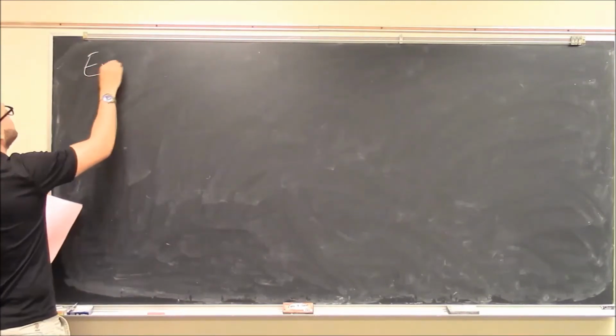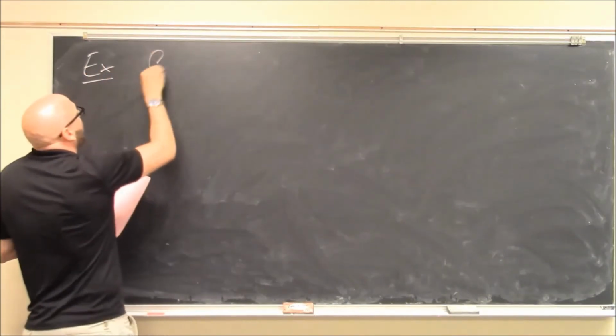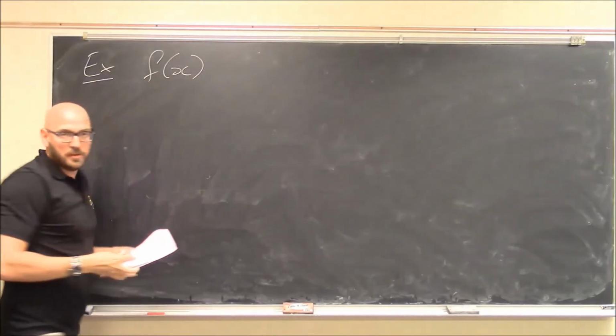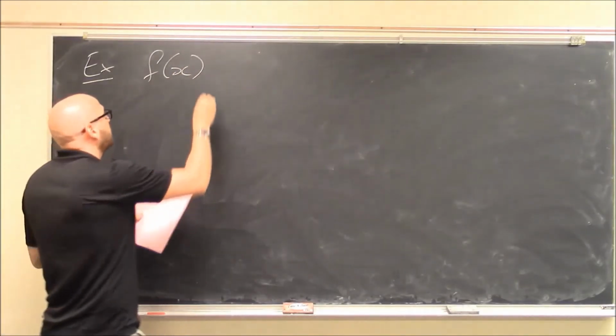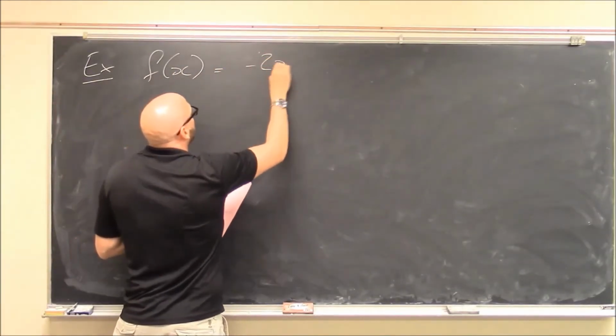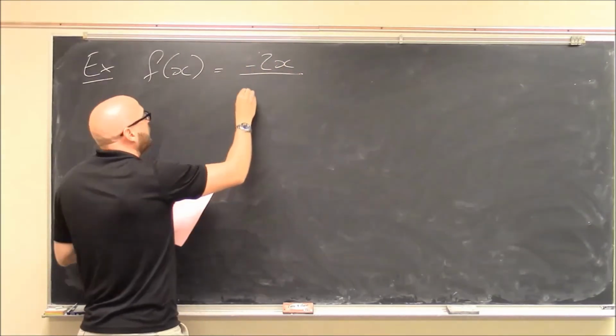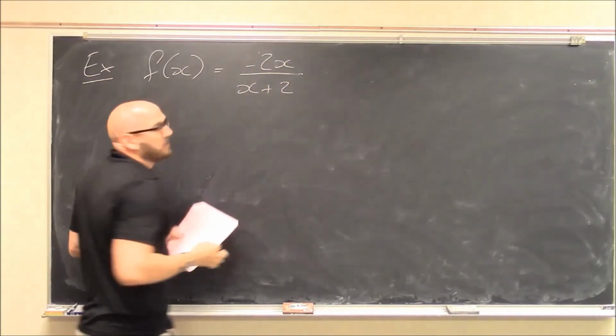Here's an example. I won't write down all the words, but it's understood. Here's a function. Where is it increasing or decreasing? So here's our function. F of x is minus 2x over x plus 2.